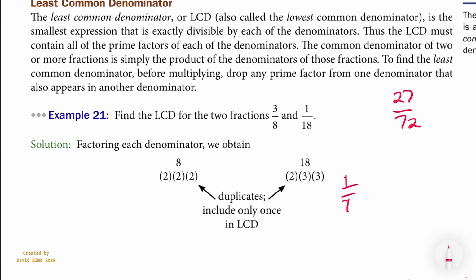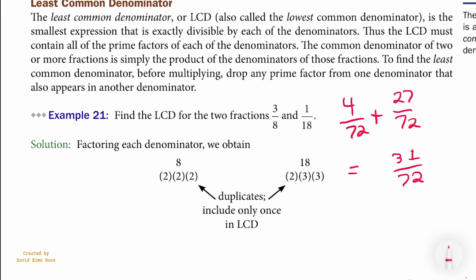1 over 18, if we want to make that 72, we have to multiply the 18 by 4, which means we have to multiply the 1 by 4. So this gives us 4 over 72, which is equivalent to 1 over 18. The addition, therefore, would be 4 over 72 plus 27 over 72, and so our final answer would be 31 over 72.